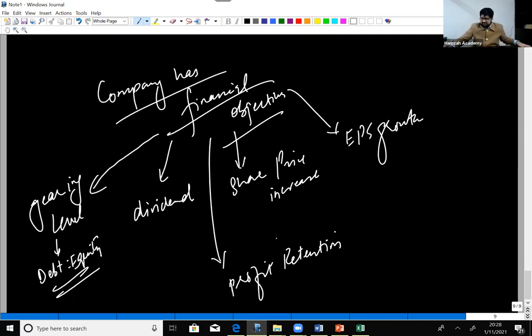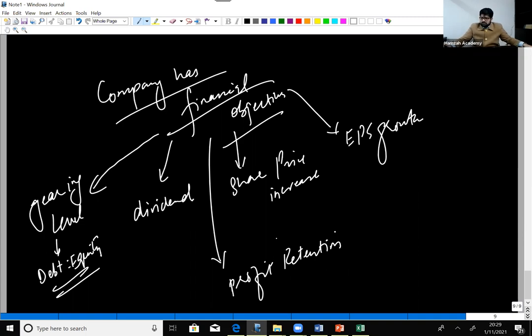But yes, about the gearing. What is gearing? Debt to equity ratio. For example, how much percentage of debt should be present in the total capital? They say it should be 30%, 20%, 40%. Whatever they decide, they set a target and they try to achieve that.